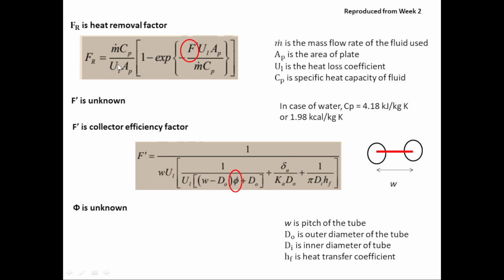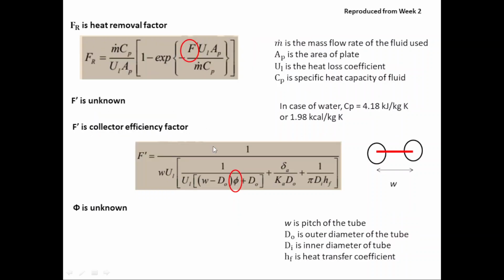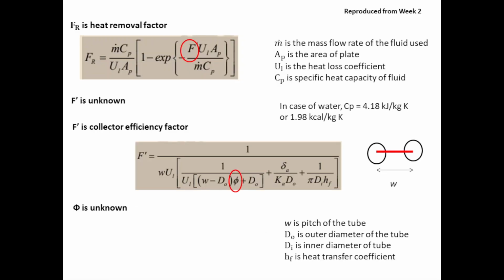Before moving on to calculating the efficiency of the flat plate collector, let us go through once again what we discussed in week 2 about the heat removal factor, collector efficiency factor, and the plate effectiveness factor, because this problem starts here. Your FR is the heat removal factor, which is given by m dot Cp divided by UL Ap into 1 minus the exponential of this term, where F dash is your collector efficiency factor, which is a function of phi, called the plate effectiveness factor, that is, with what effectiveness your absorber plate is going to absorb the heat.